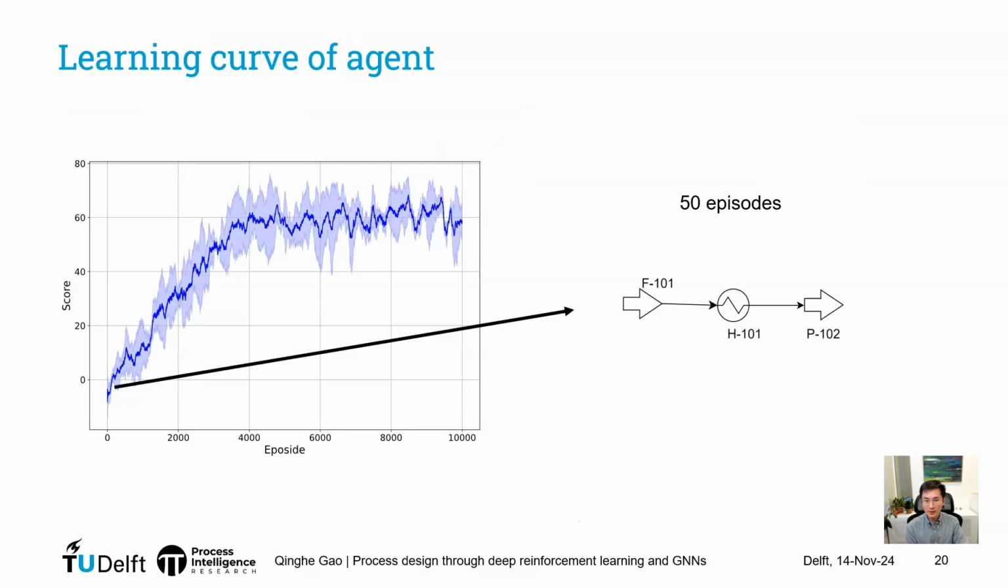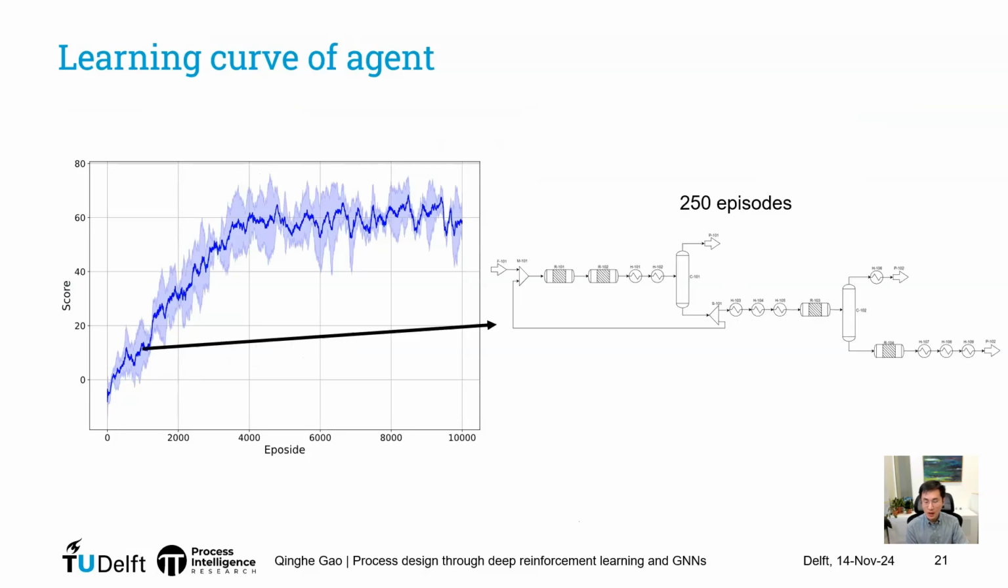In the beginning, we can see the scores are negative, because the flowsheets are not economically viable. We can see one example flowsheet: the agent only adds 1 unit operation, a heat exchanger, and then closes the flowsheet. With increasing episodes, the agent starts to learn from the previous experience. So we can see at 250 episodes, the score is already positive. And if you look at the flowsheet, it already has some kind of structure, reaction and separation, but it still contains many redundant heat exchangers, for example.